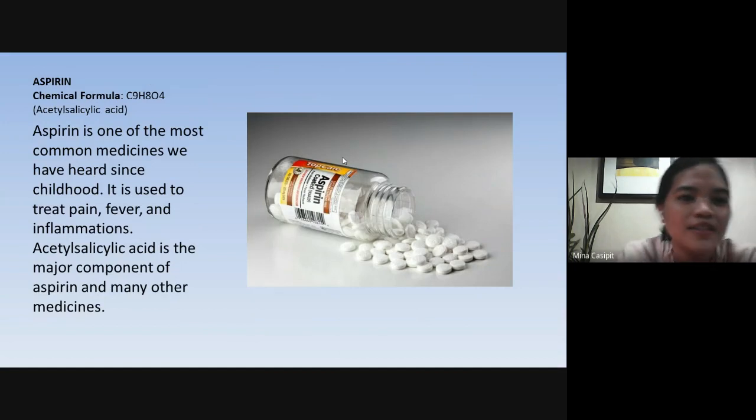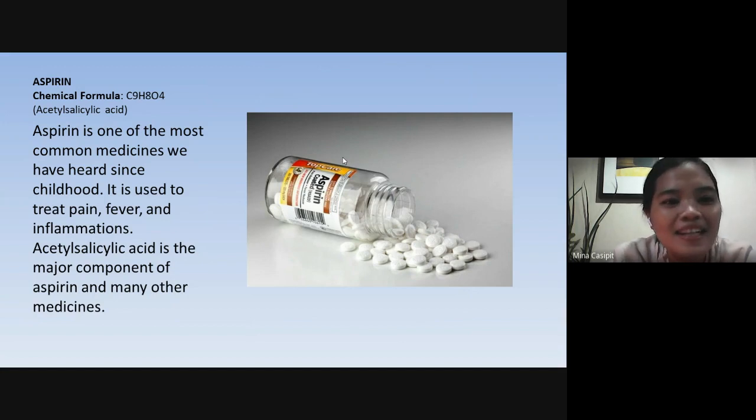Ito, gamot. Aspirin. Aspirin is commonly named acetylsalicylic acid. So, what is the importance of aspirin? Aspirin is one of the most common medicines we have heard of since childhood. It is used to treat pain, fever, and inflammation.